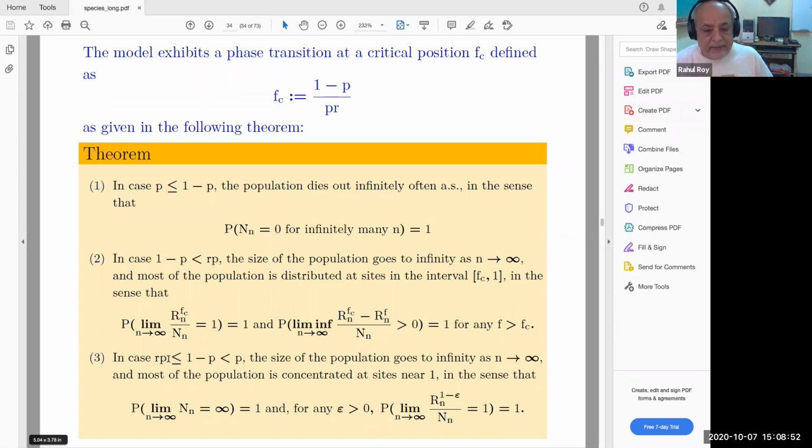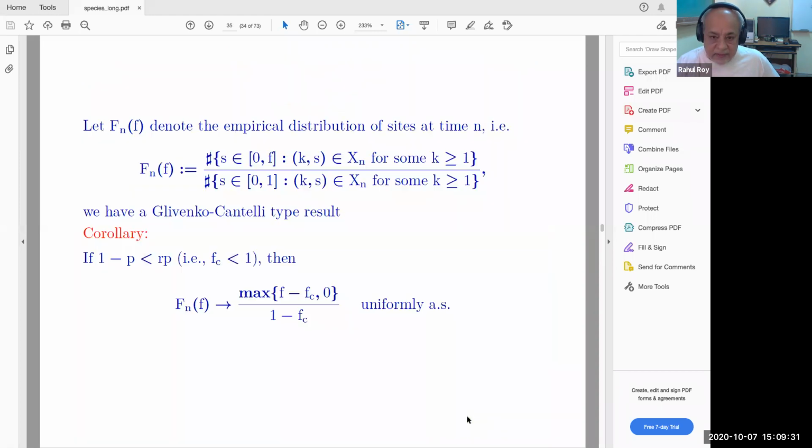And in case rp is less than 1 minus p, in other words, if Fc is bigger than or equal to 1, then the whole population is concentrated at sites near 1, in the sense that although the total population is growing to infinity, if you take any epsilon bigger than 0 and look at the population between 1 minus epsilon and 1, most of it is concentrated here, practically all of it. That is the first theorem.